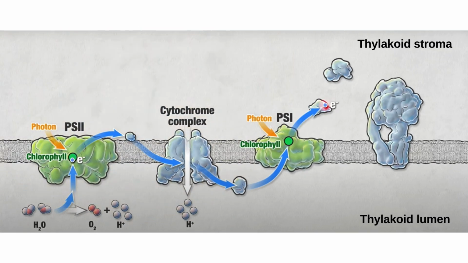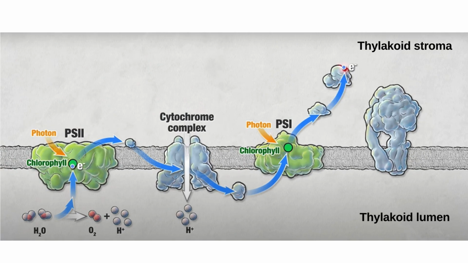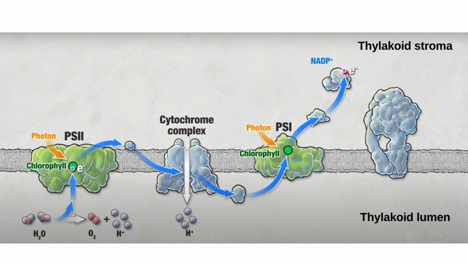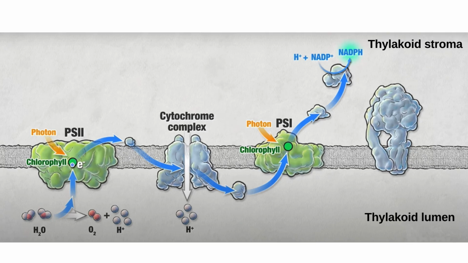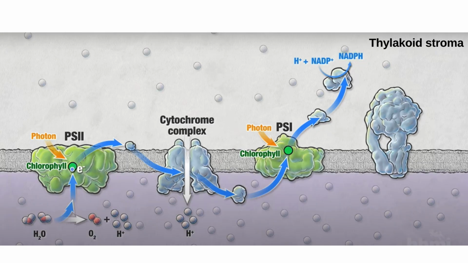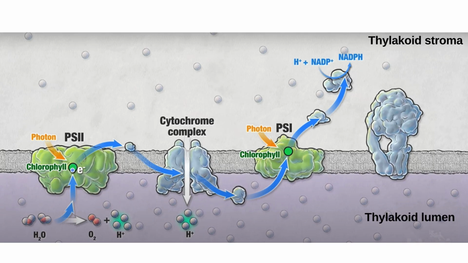Finally, these electrons are either recycled or they interact with an enzyme and NADP+, the final electron acceptor of the light reactions, to form NADPH. Some of the energy from light is now stored in the molecule NADPH. Some of the energy released from the transfer of electrons established a proton gradient across the thylakoid membrane.